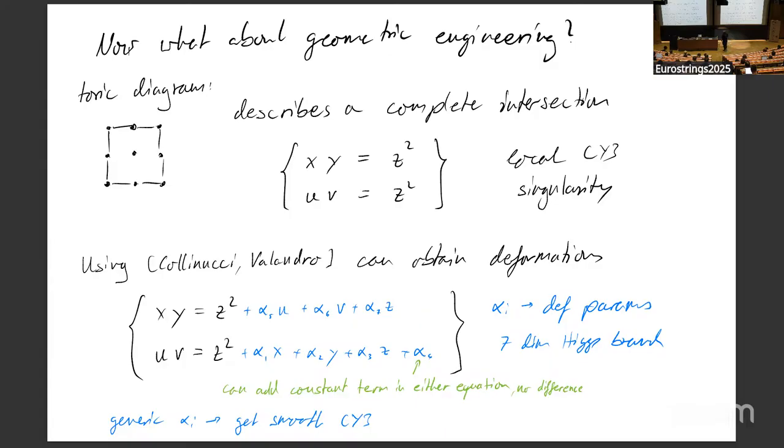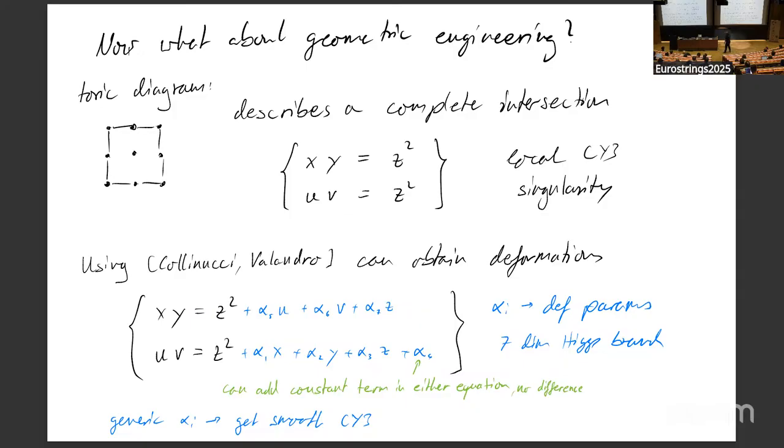And now, as I already briefly mentioned at the start, the Higgs branch is captured in geometric engineering by looking at deformations of the singularity, as opposed to resolutions, which capture the Coulomb branch. Now, we can actually write down a complete set of deformations of the singularity using results from Colinucci and Valandro, and this is what we have down here. So I'll put some parameters, alpha_i, and then some monomials which capture the deformation.